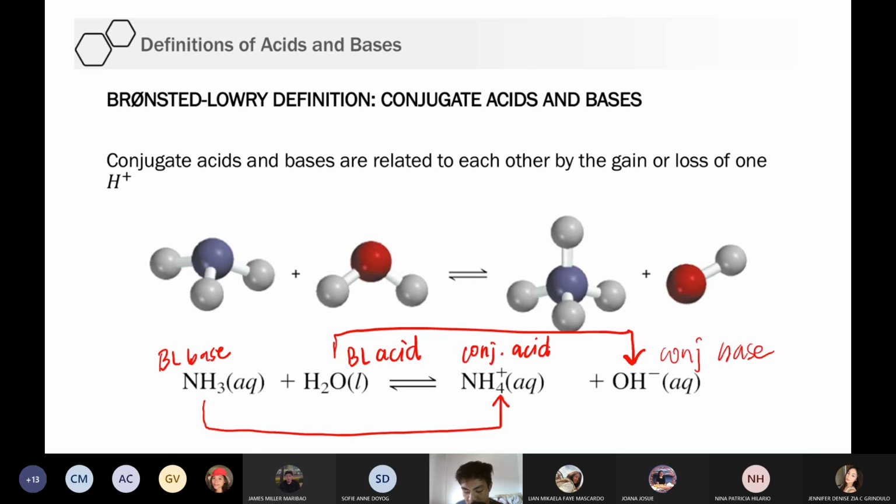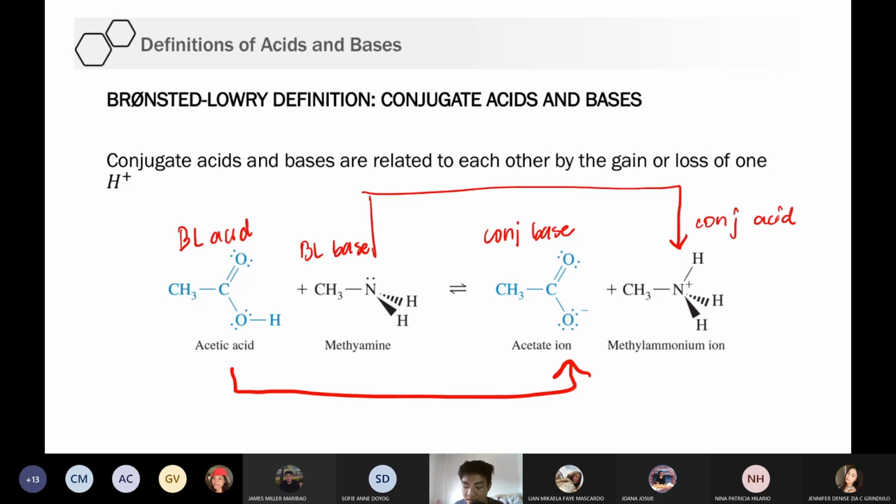Pero yung base and yung conjugate acid, ano yung difference nila? Isang H na nadagdag. So, yung base mo, pag yan ay naging conjugate acid, madadagdagan ng H yan. So, our acid will produce conjugate base. Our base will produce conjugate acids.